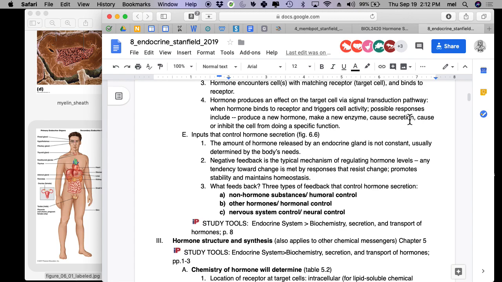Let's assume it did the simplest thing, and it goes and finds the cell with a matching receptor, which is the target cell, and it binds to the receptor, and then it produces an effect on the target cell, right? Otherwise, you wouldn't have done this. The effects, again, are called this stupid phrase that I hate because it doesn't mean anything to anybody. It's called a signal transduction pathway. So if I am testosterone and she is a skeletal muscle cell, I will bind and activate protein synthesis of actin myosin, right? So it's the series of steps that makes you respond.